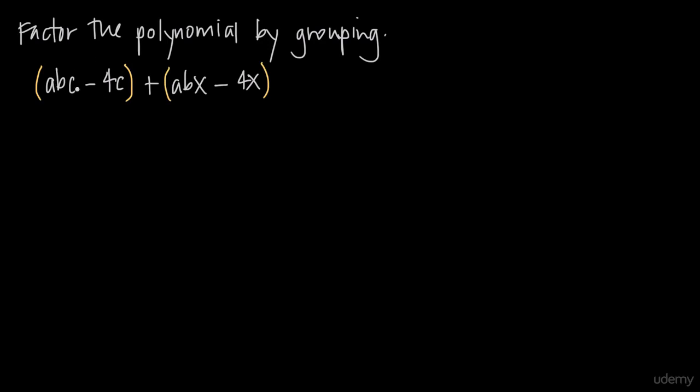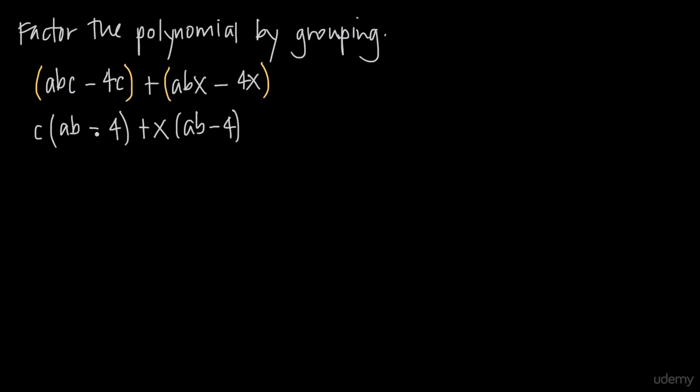So these first two terms both have a c, so we're going to pull that c out in front of the parentheses, and we're going to say c times whatever's left over when we pull out the c. So pulling out the c from abc, we're just left with ab. Pulling out the c from negative 4c, we're just left with the negative 4. Same thing here, we have an x in common, so we pull out the x, and we're just left with ab minus 4.